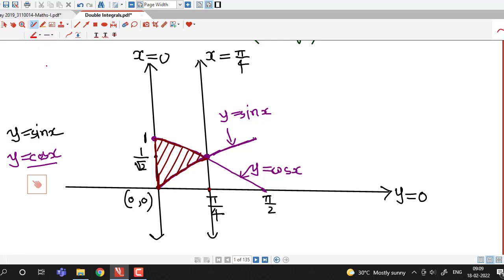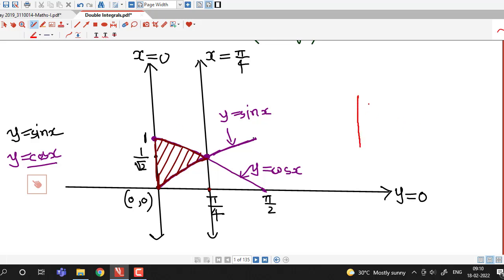So once we obtain the region of integration, we have to decide the limits of integration, and we are using double integrals to calculate areas. So we have to select which order of integration we want to prefer. If we want to integrate with respect to y first, we have to consider a vertical line passing through the region of integration, and if we want to integrate with respect to x first, we have to consider a horizontal line passing through the region of integration.